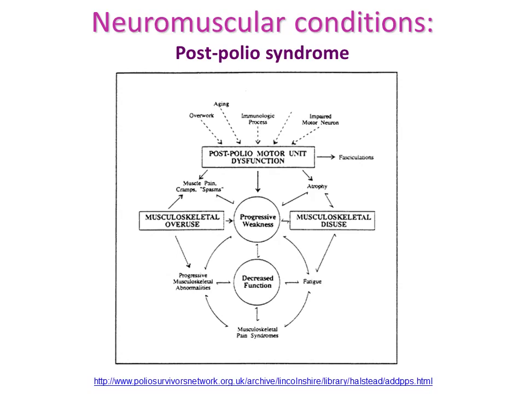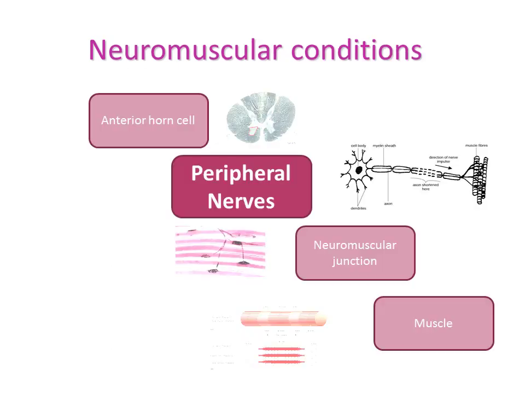So this is another model looking at post-polio syndrome. So at the top there you can see overwork, aging, other immunological processes, impaired motor neurons, and that leads to the motor unit dysfunction. And that can lead to atrophy, muscle cramps, spasms, leading to further weakness. And then you also, on top of that, have musculoskeletal disuse. That also contributes to progressive weakness because of people's disabilities. People with polio have been seen to be less active. And then overall you have decreased function and fatigue and pain and progressive issues.